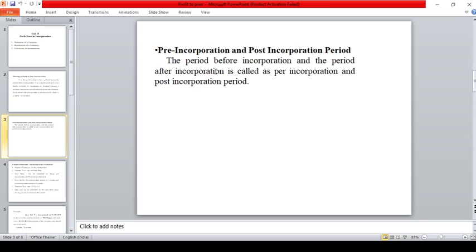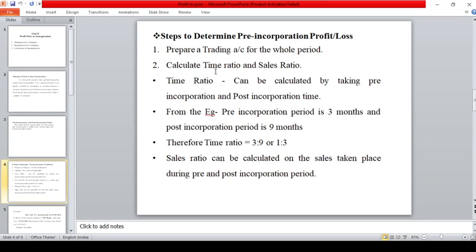Now see in the next slide, steps to determine pre-incorporation profit and loss. There are 2 steps. The first step is to prepare a trading account for the whole period. Suppose in the problem the gross profit is not given, then it's necessary to prepare the trading account for the whole period. If the gross profit is given, then there is no need to prepare the trading account. If it is not given, then we have to prepare the trading account.